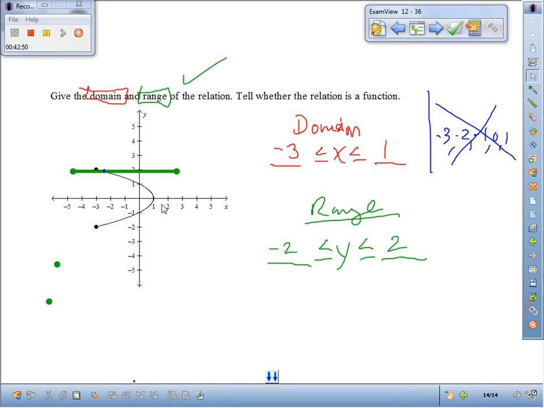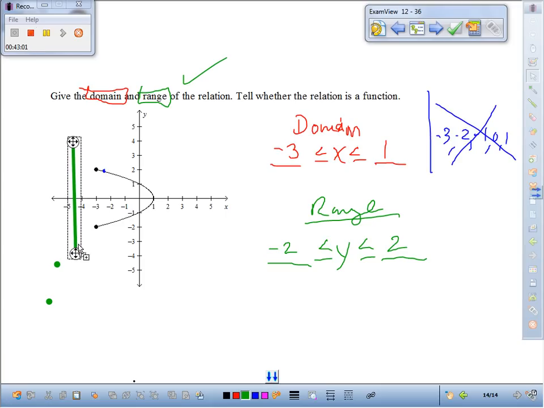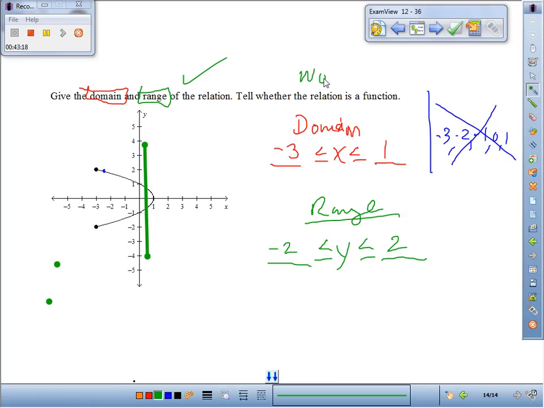The last part, is it a function? So check this out. Once again, you're going to get your pencil, do the vertical line test. As soon as our pencil touches 2 different points on the graph, it is not a function. Is it a function? No, because it's touching here and here. How about right there? It's not a function because it's touching there and there. Not a function. So therefore, not a function.